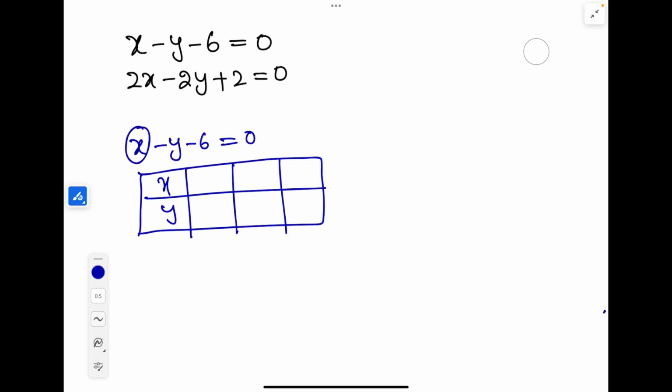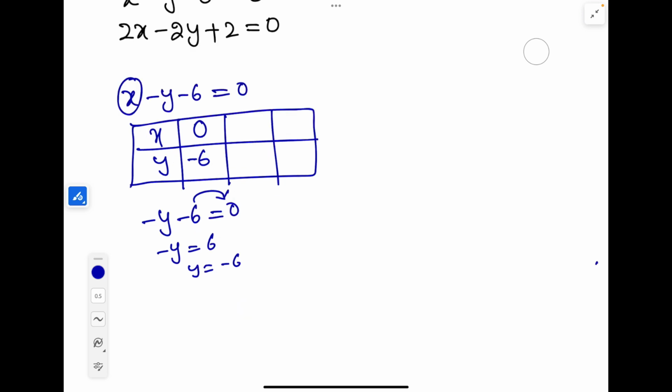Take x as 0. So what we will get? Minus y minus 6 is equal to 0, or minus y is equal to 6, or y is equal to minus 6. The y value we are getting is negative 6. Now let us take y value as 0. Children, we can take any number, it is up to you. If you take y as 0, this part will become 0. So we will get x minus 6 is equal to 0, or x is equal to positive 6.